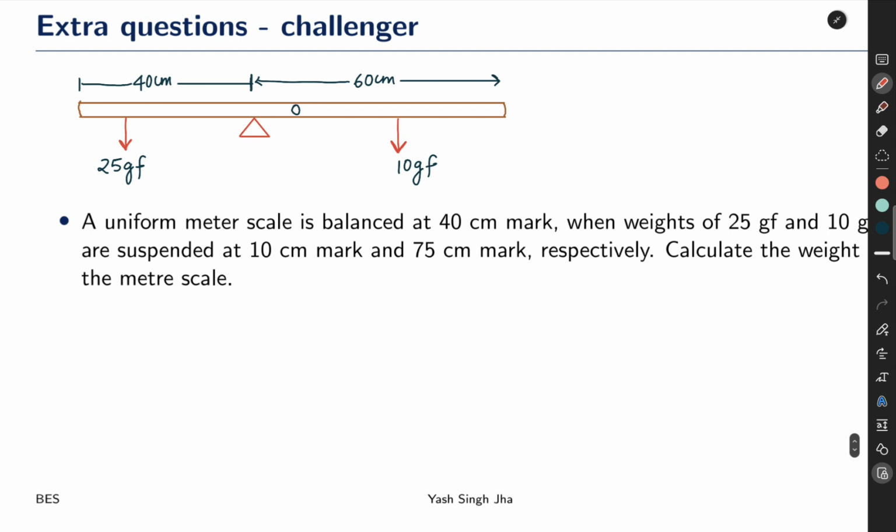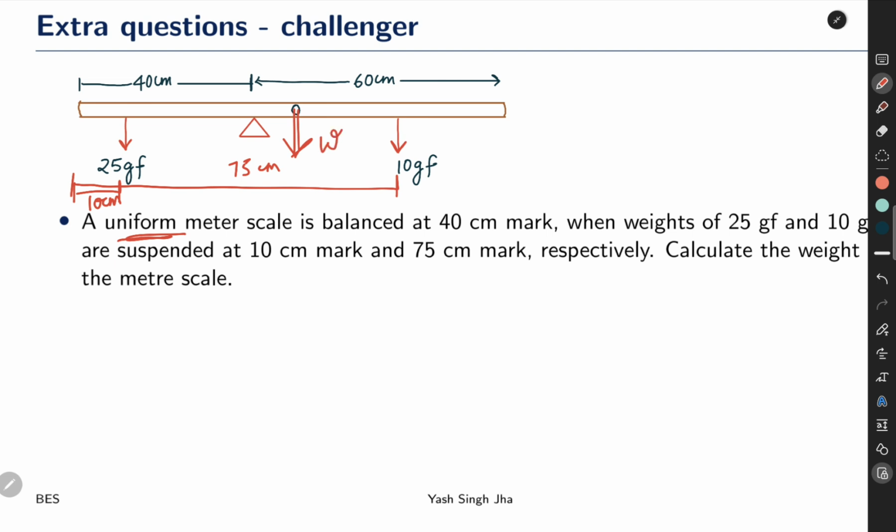Okay, a uniform meter scale is balanced at the 40 centimeter mark when weights of 25 gf and 10 gf are suspended at the 10 centimeter mark and the 75 centimeter mark. So from the left, this is 75 centimeters. Calculate the weight of the meter scale. Where will the weight act? It's a uniform meter scale, so for a uniform body, the center of gravity of a rod or a meter scale is at its midpoint. Let the weight be W.